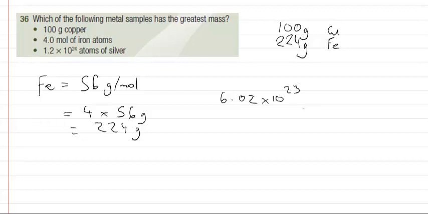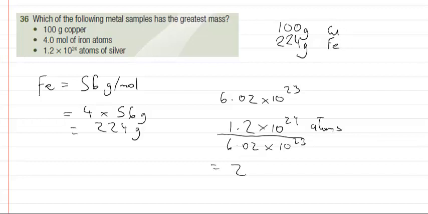So if we have 1.2 times 10 to the 24 atoms, to find out the number of moles, we just divide that by Avogadro's number. So divide that by 6.02 times 10 to the 23, and allowing for rounding, that will be 2 moles. So we have 2 moles of silver. Now, as we did with the iron, we can multiply that 2 moles by the atomic mass of silver to get the actual mass.